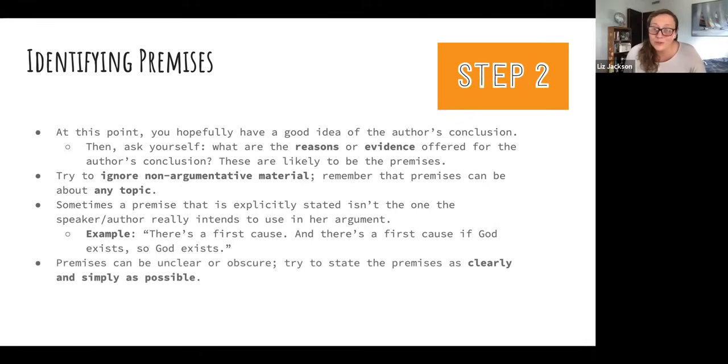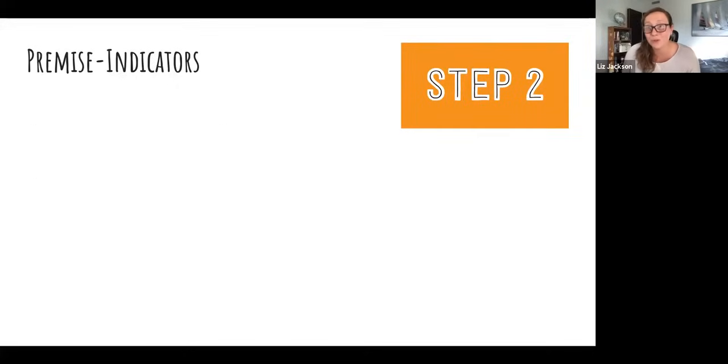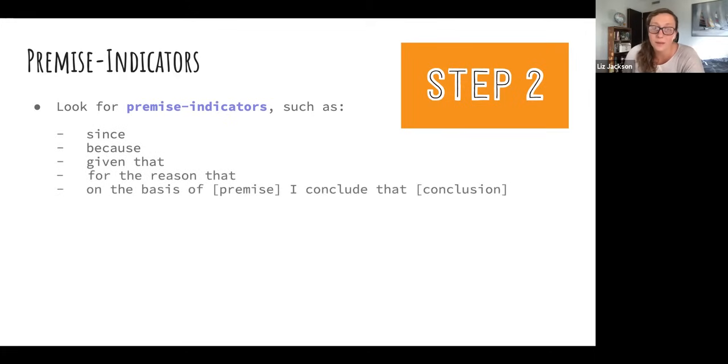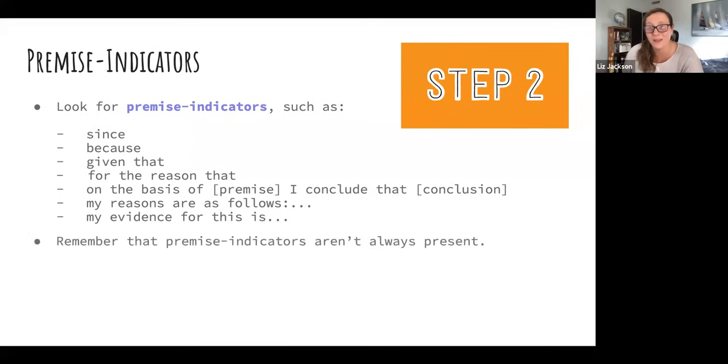Premises can be like conclusions, unclear and obscure, and so like we said already, we want to try to state the premises clearly and simply. Okay, so similar to conclusions, we also have premise indicators, words that indicate this might be a premise of the author's argument. Look for premise indicators like since, because, given that, for the reason that, on the basis of, normally that would be a premise. I conclude that, normally that would be a conclusion. My reasons are as follows, my evidence for this is, and you can also look for if this, then this. Oftentimes what comes after the if is the premise, and then what comes after the then is the conclusion.